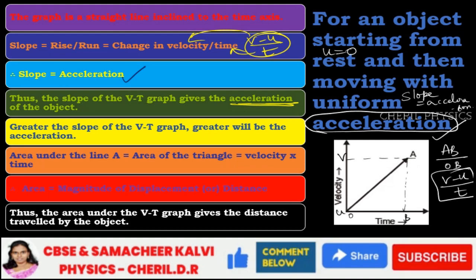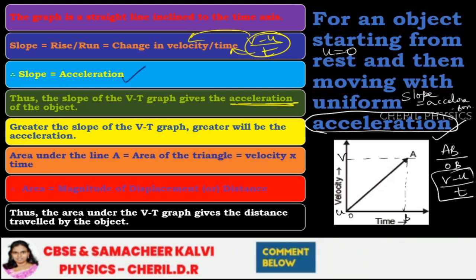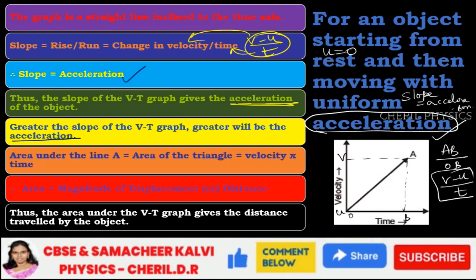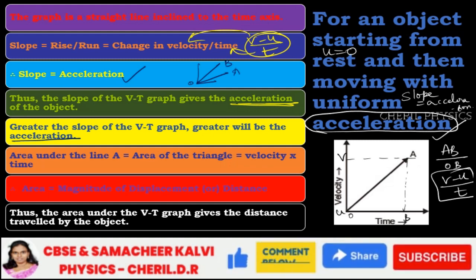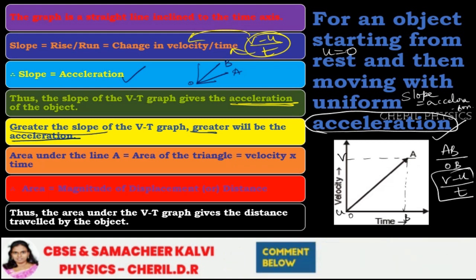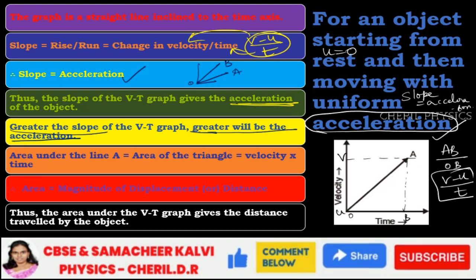So, greater the slope, greater the acceleration. Okay, the slope is going to keep changing. So, the slope is going to be like this and like this. We can say that if this is OA and OB, line OB will have a greater slope than the line OA. Okay, that is what is given here. Greater the slope, greater will be the acceleration.